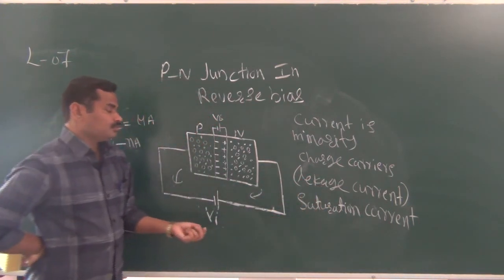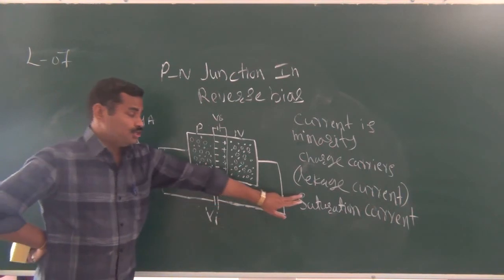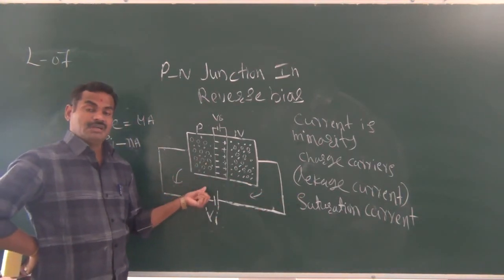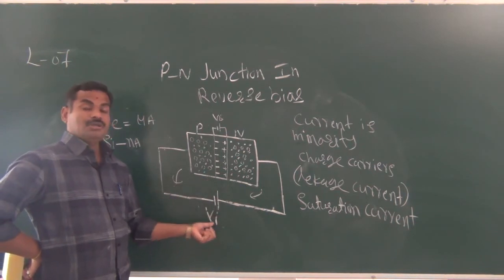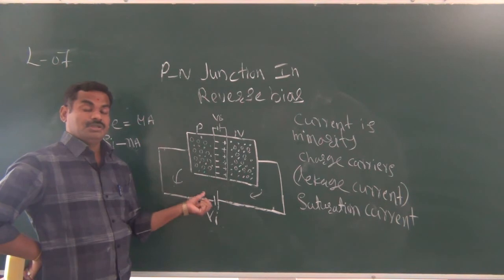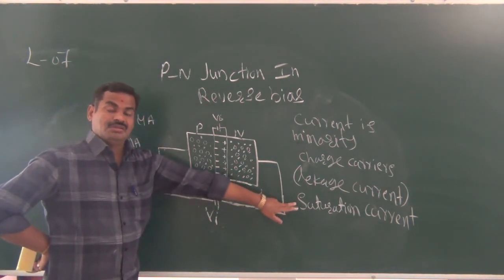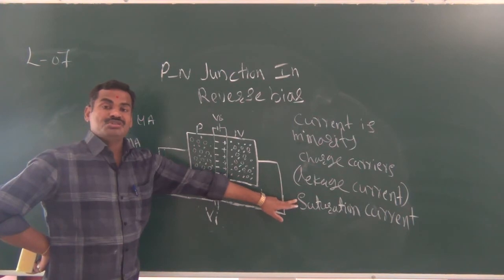The important thing about why it is called saturation is that in the reverse bias we have a current, and that current is independent of the applied voltage. That current only depends on the temperature. That current is what is called the reverse saturation current.